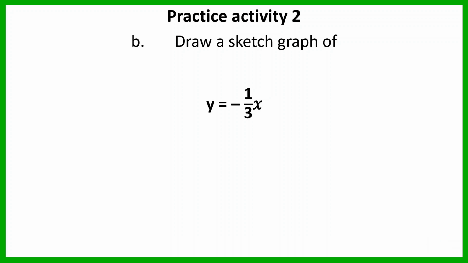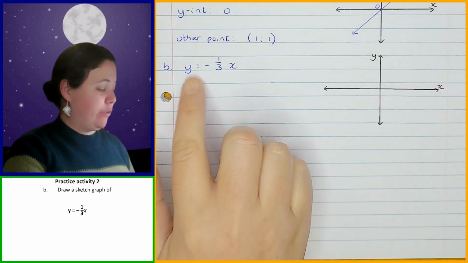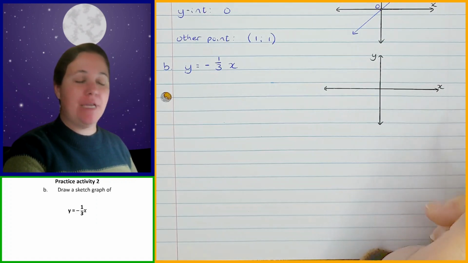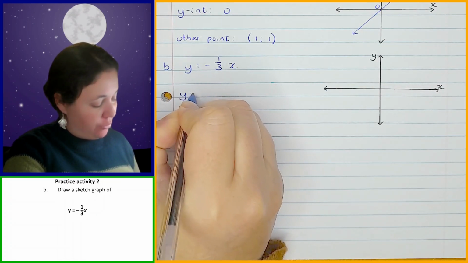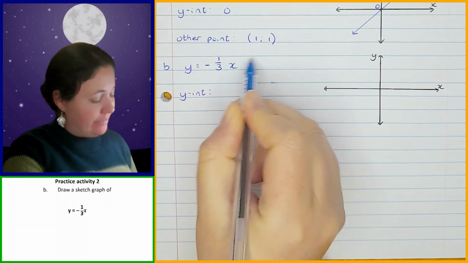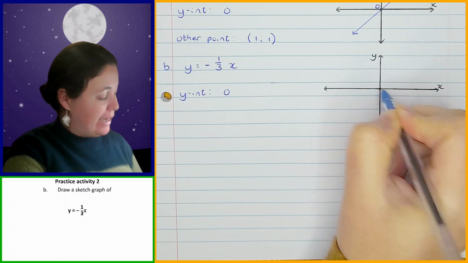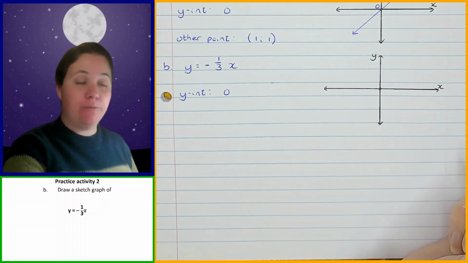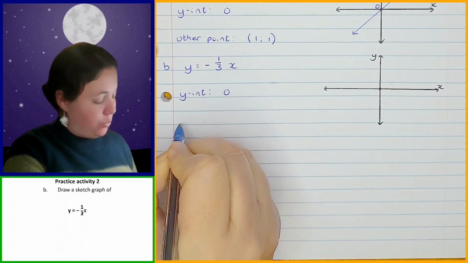Okay, so let's go through that and see what you should have got. Right, so over here I've got my equation y equals negative a third x. Our y-intercept, again, is going to be 0 because there's no c value, which means that we're going through the origin. So our x-intercept is also going to be 0. I don't need to actually go and work it out. Now we're going to go and find our other point.